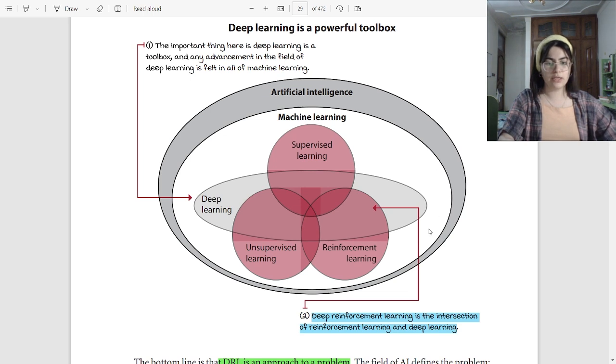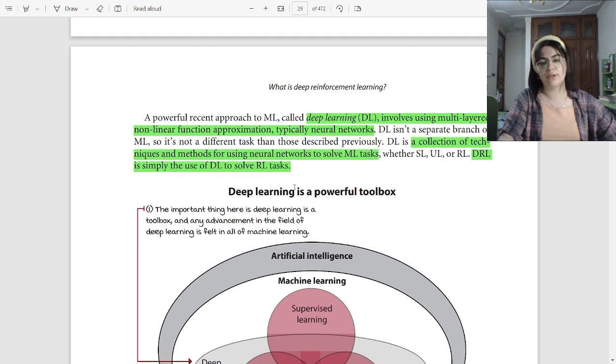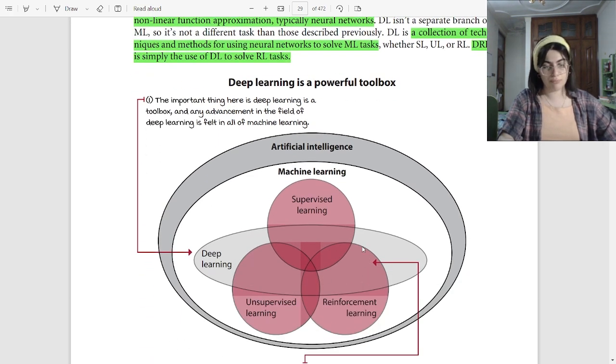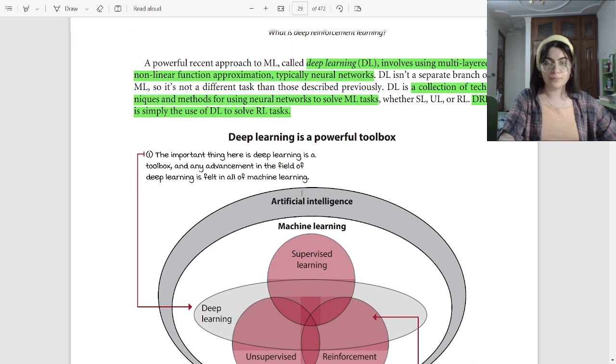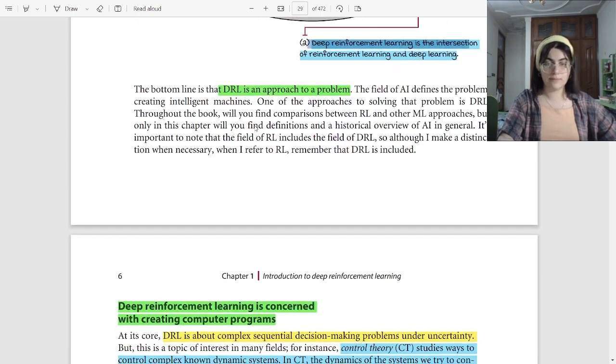So we have deep learning here, which has some mutual parts with all of these three parts. And one of them is deep reinforcement learning, which is basically the intersection of RL and DL. It mentions that DL is a collection of techniques and methods for using neural networks to solve ML tasks, whether it's supervised learning, unsupervised learning, or reinforcement learning, and DRL is simply the use of DL to solve RL tasks. And it mentions that DRL is an approach to solve a problem.